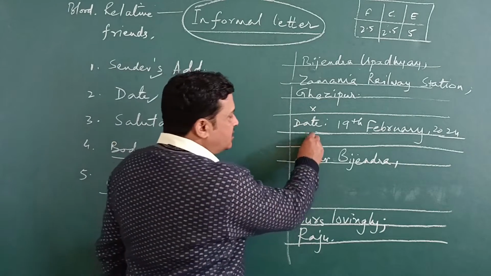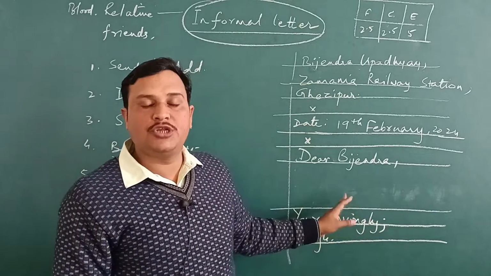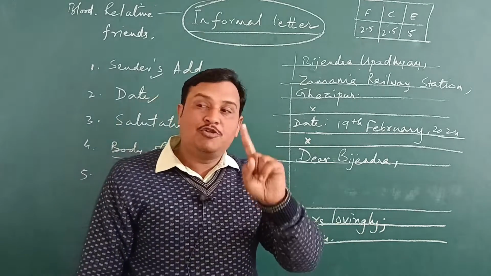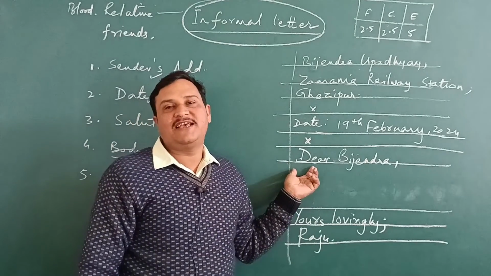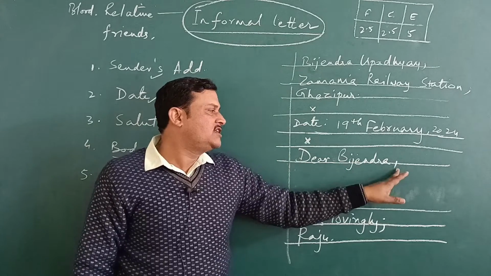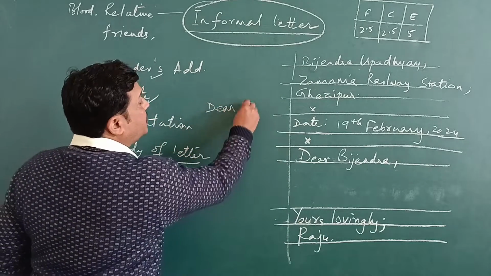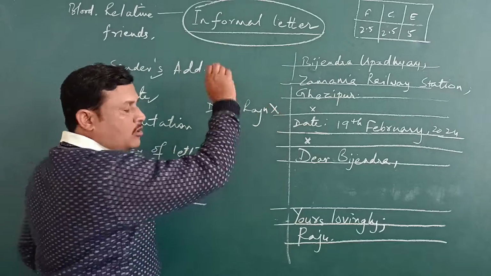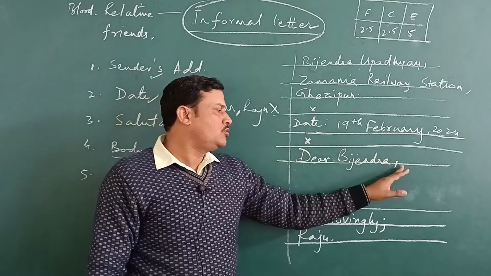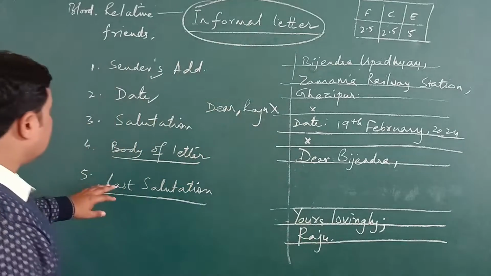Now the salutation: Dear, and then you can write your friend's name, Dear Raju, Dear Vijen, Dear Arvind, Dear Akhilesh, anything. But you have to remember the D must be capital and the first letter of your friend's name must be capital. It is separated with a comma. Don't separate like Dear, separated, Raju. It will be considered wrong. So Dear Bijendra, Dear Raju, comma. Clear?